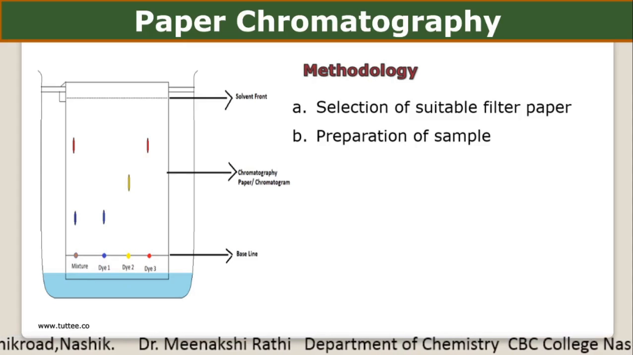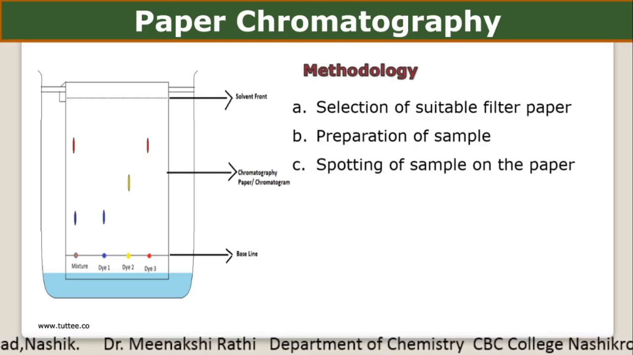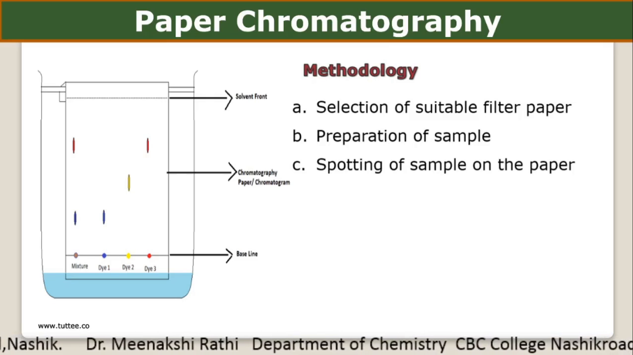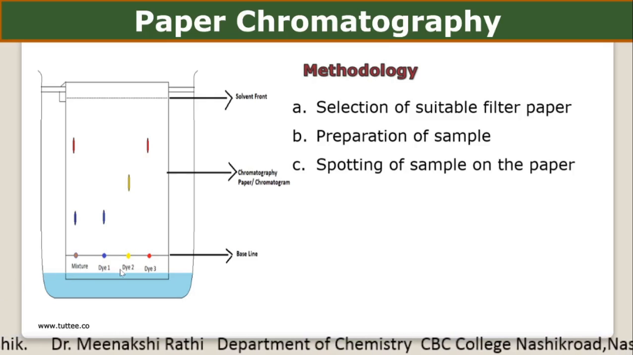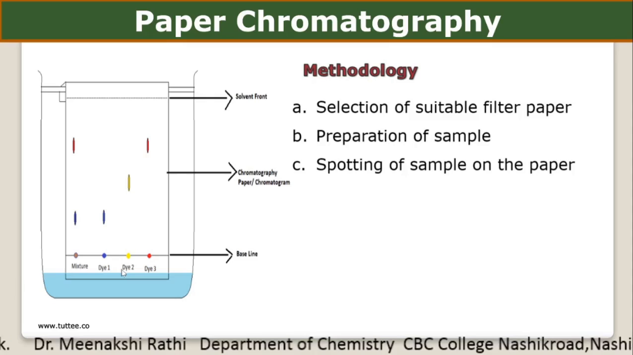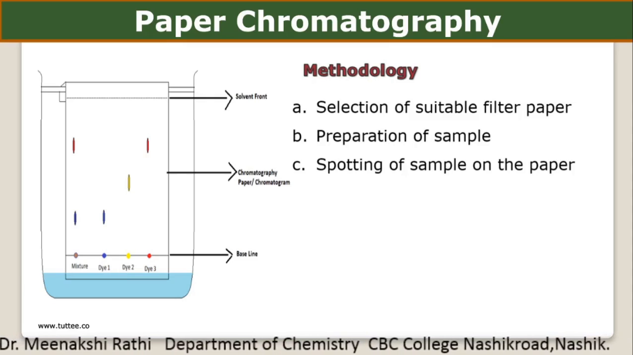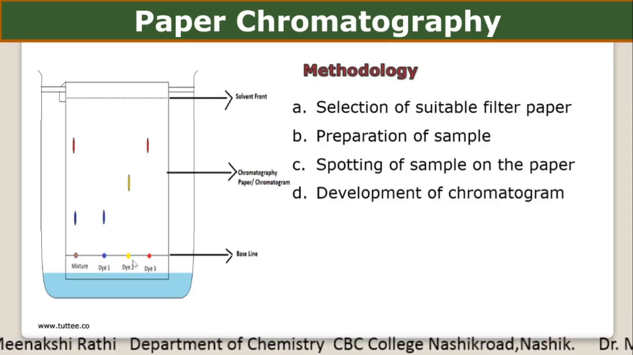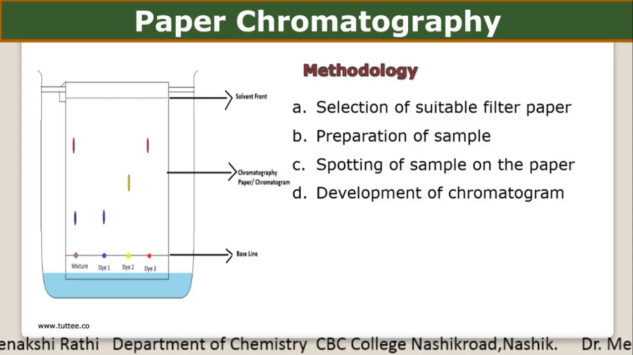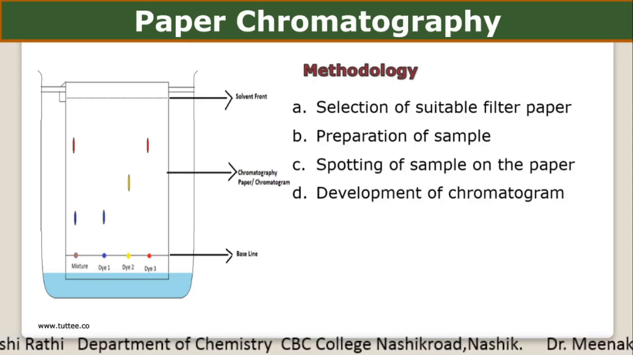The third step is the spotting of the sample on paper. Samples are spotted at the base position on the paper by using capillary tubes. The process is the same as we do in thin layer chromatography. So the spots are given at the baseline. Once the spotting is done, then there is development of the chromatogram.